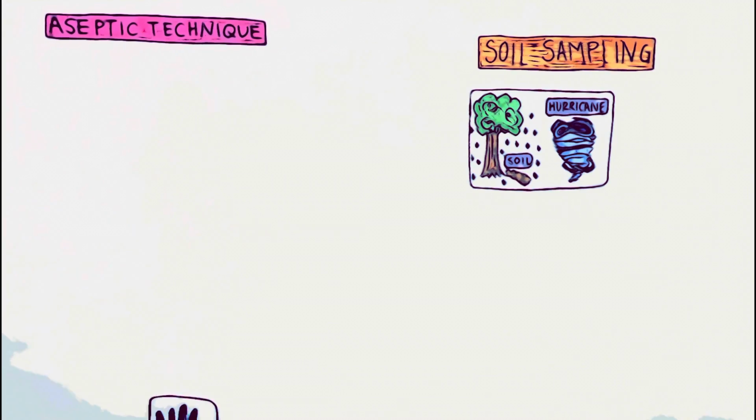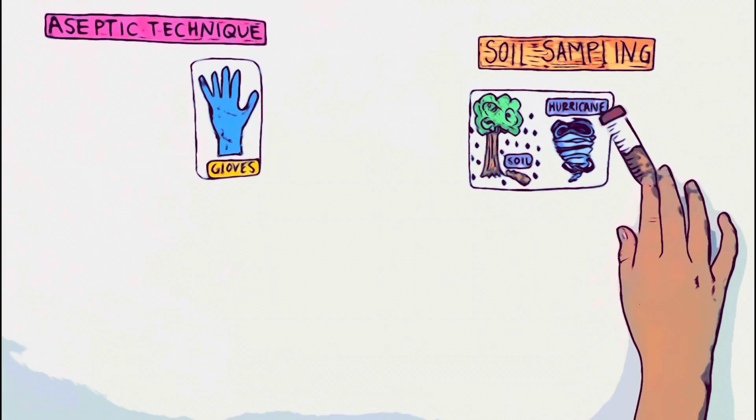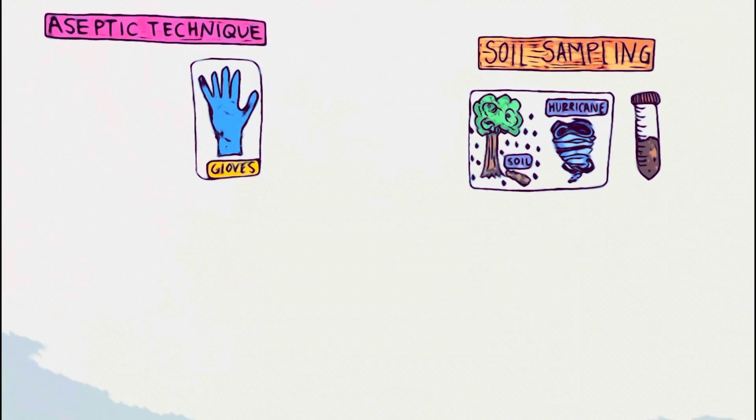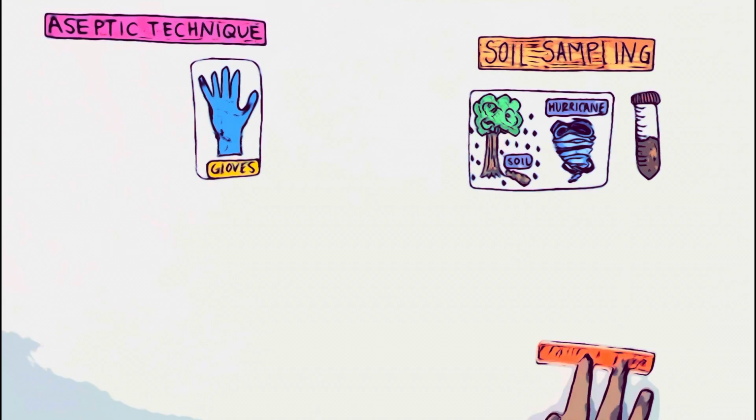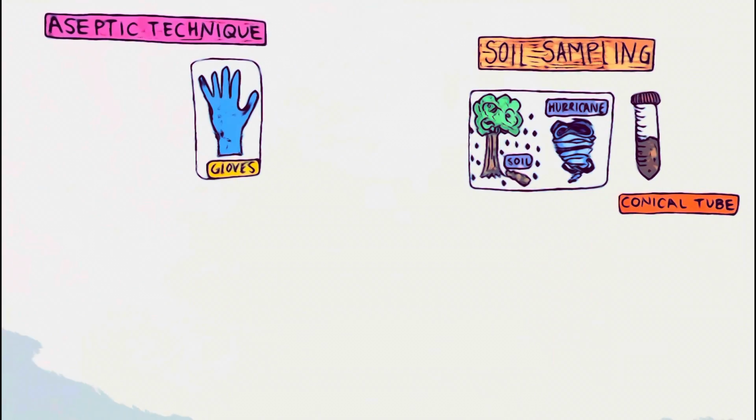First, pick a sample that should be a good representation of rich biodiversity. This includes location, soil type, and weather. Then, use aseptic technique to collect the sample. Wearing gloves, I used my hands as a shovel and collected the sample in a conical tube. The tube was then stored in a cool, dark place until the next lab period for testing.